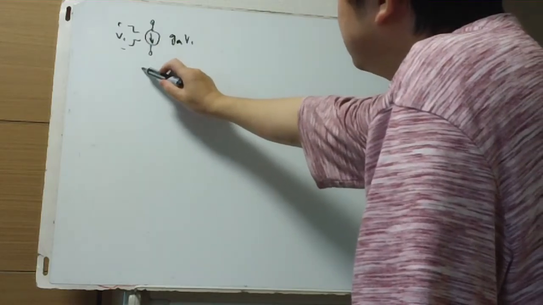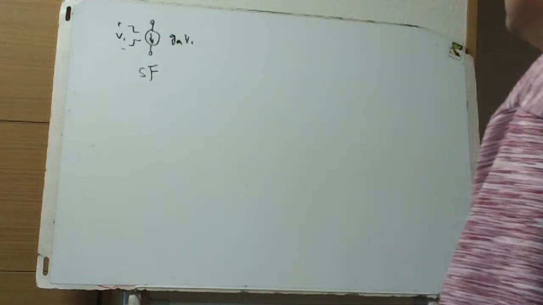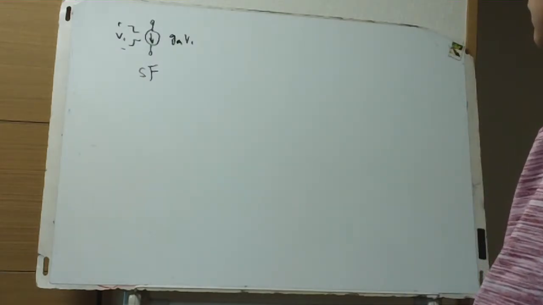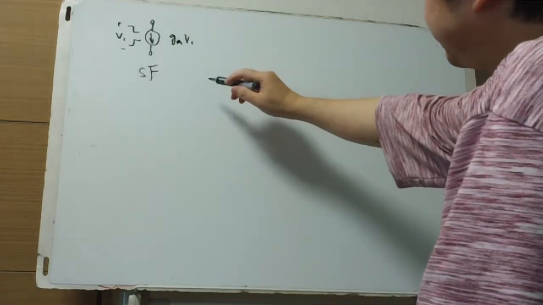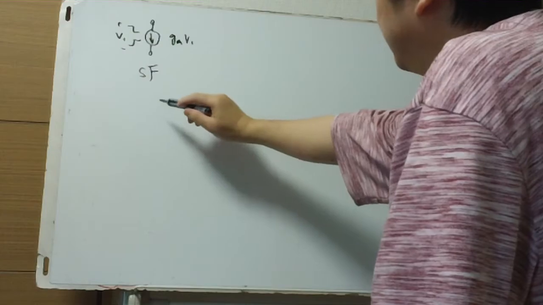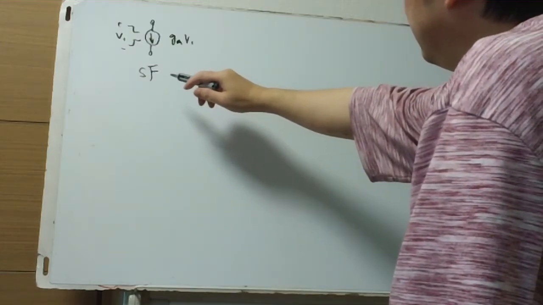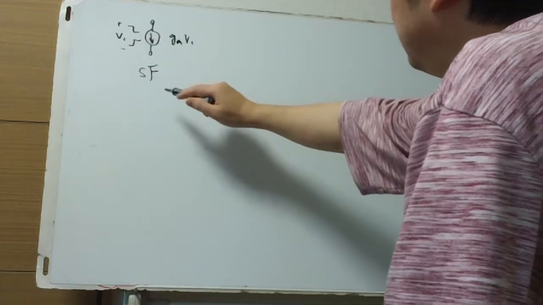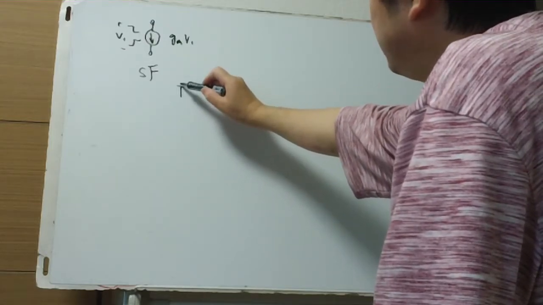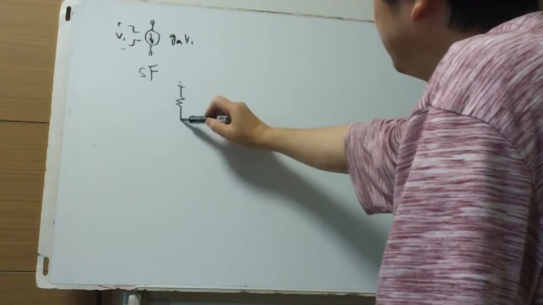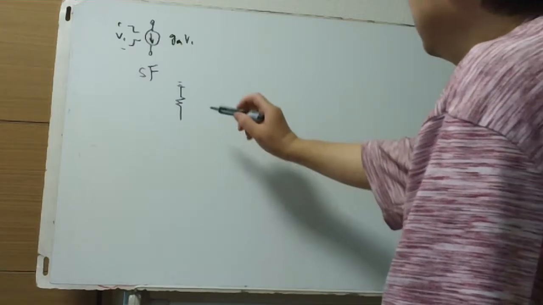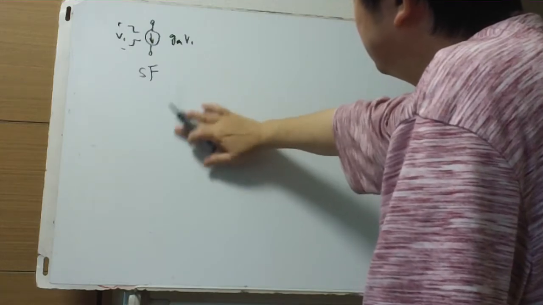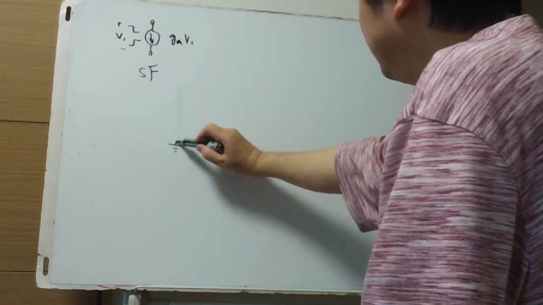At the time I mentioned the source follower, aiming its voltage gain expression, the voltage gain of the source follower. The AC equivalent model is like this.